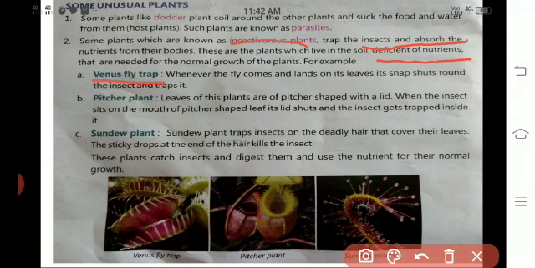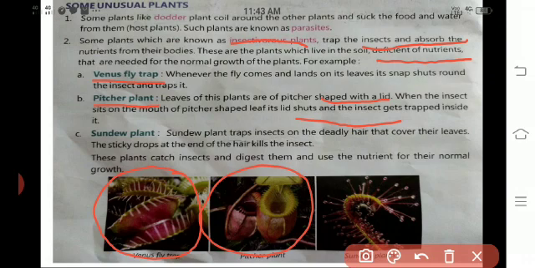What is the Venus flytrap? See the picture here. Whenever a fly comes and lands on its leaves, it snaps shut around the insect and traps it. Next one is the pitcher plant. The leaves of this plant are pitcher shaped with a lid. When an insect sits on the mouth of the pitcher-shaped leaf, its lid shuts and the insect gets trapped inside it.